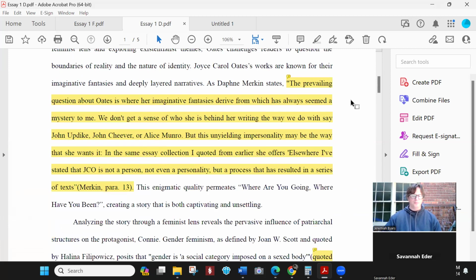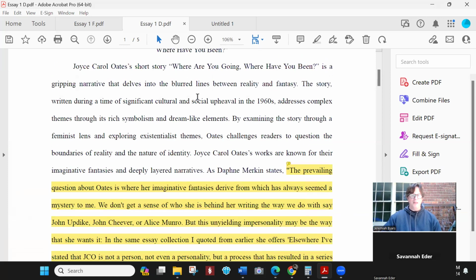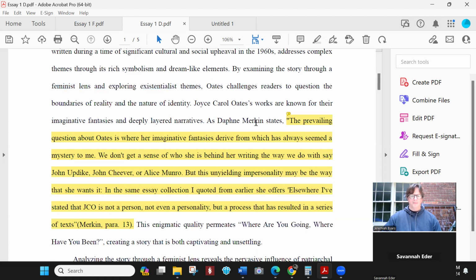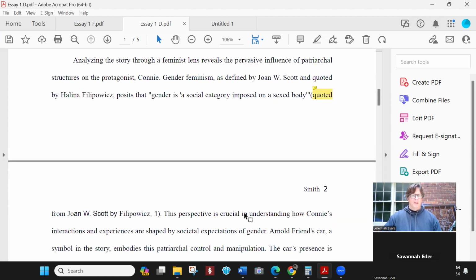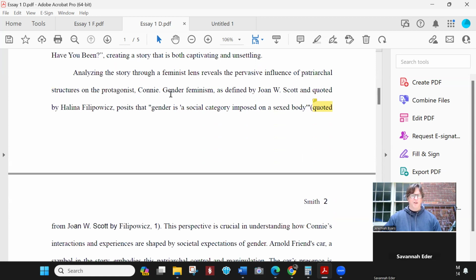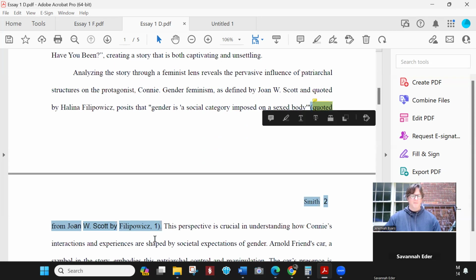Next, in this introduction, let's see. Okay, so we do have the reference to the existential and feminist lens, but it's a little too early. Then we have this other part right here. We have gender feminism as defined by Joan W. Scott and quoted by Helena Philippoussis posits that, and then we have a quote. But this is a completely incorrect parenthetical citation.